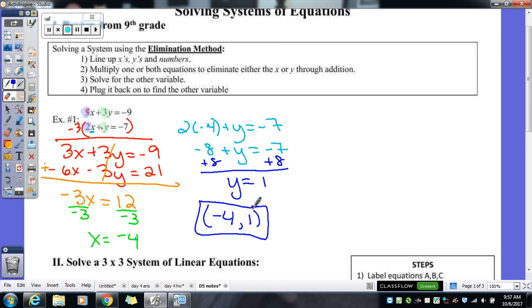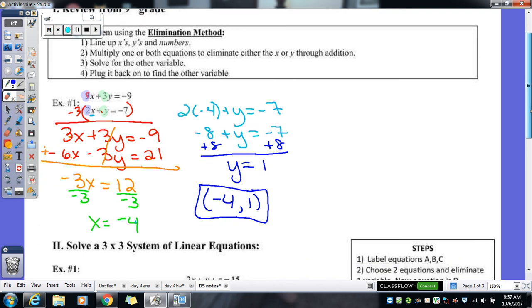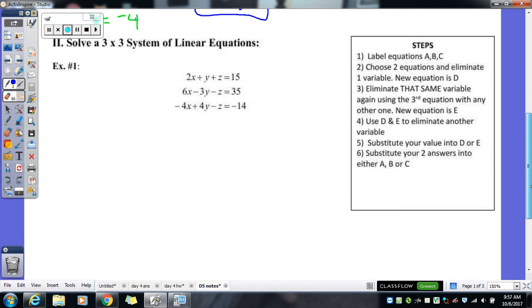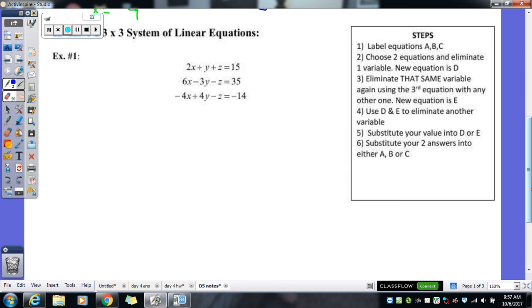Does that all sound a little familiar now? So we're going to use that same process, only we have to do it for what we call 3 by 3 equations. So you have 3 equations this time and 3 variables in the equations. But you're going to follow the same process. We're going to still be using the elimination method.